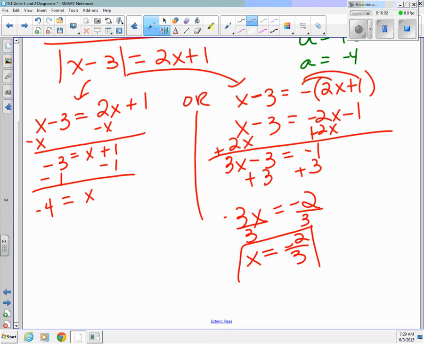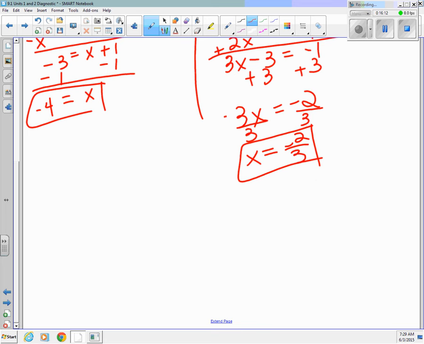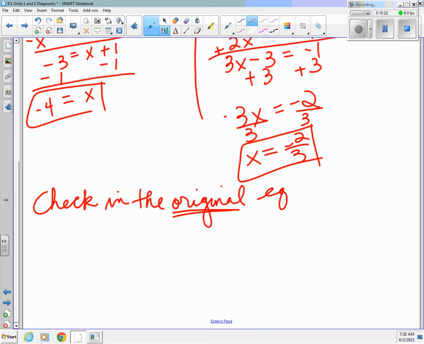Now, what can happen is that you get what's called an extraneous solution. Absolute values can produce that. So you absolutely need to check these. You have to check in the original equation. So we're going to check in the original equation. The original equation was absolute value of x minus 3 equals 2x plus 1. So I'm going to check my negative 4, and we're going to see something happens.